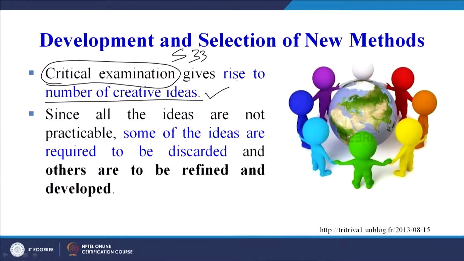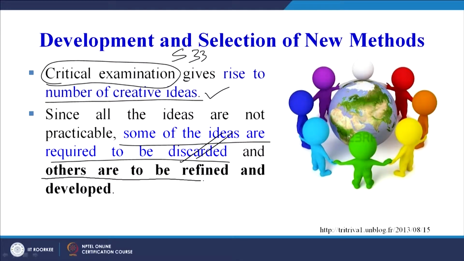Since all the ideas are not practicable, some of the ideas are required to be discarded. So some of the ideas definitely we would like to discard or reject based on the technical feasibility, economic feasibility. Sometimes the ideas may be too fancy, which is not practicable, so we will discard those ideas, and the others are to be refined. So the selected ideas have to be refined and developed. The summary of this slide is that after the critical examination that we have seen in session 33, we can list down a number of ideas. Out of those ideas, a few we need to discard and others we need to refine and develop.